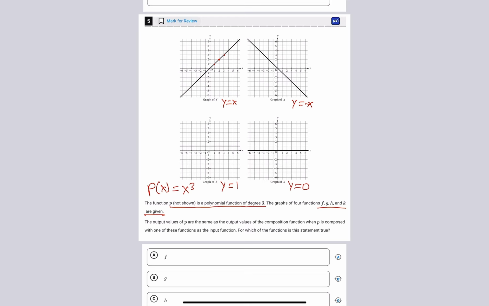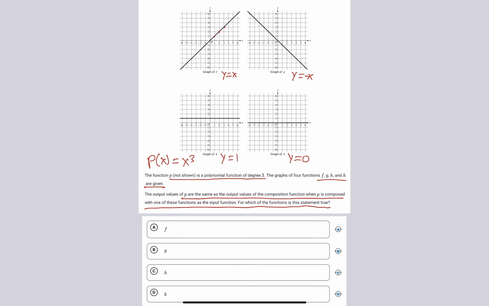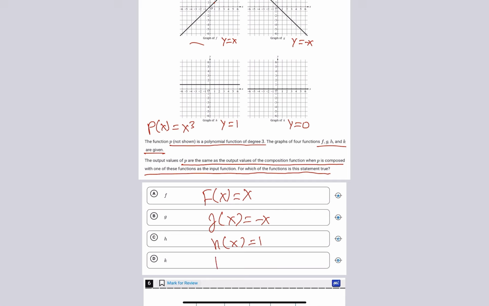Now, the output values of p are the same as the output values of the composition function when p is composed with one of these functions as the input function. For which of the functions is this statement true? Which basically means that if this is the input function, f of x equals x is the first one, right? g of x equals negative x, h of x equals 1, and k of x equals 0.